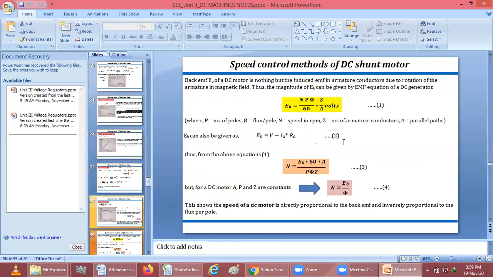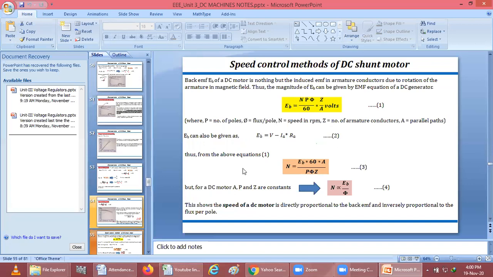Now we are supposed to draw the speed versus torque graph. Firstly, we will get the equation for the back EMF as N P phi upon 60 into Z by A. This is the equation of the EMF. Now we know all these things; already we have studied phi, poles and all these, and you are aware of them. When we apply KVL to that DC shunt motor, we will get these equations. I have taken the same equations. I have given here the back EMF equation as the first equation and the KVL as the second.